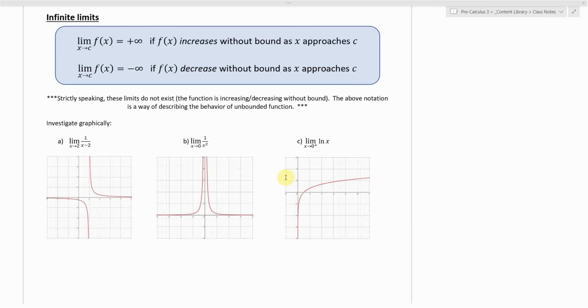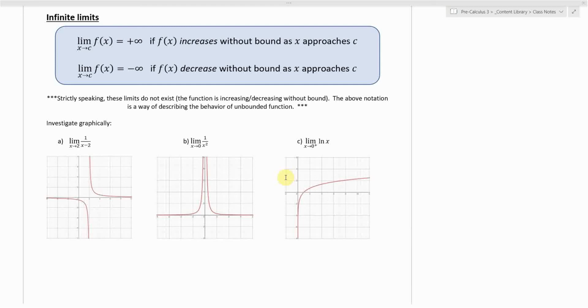All right, we're going to talk about one more section within limits here in this section 2 about the numerical and graphical methods, and that is infinite limits. So here are our definitions right off the top. It says the limit as x approaches c of f of x is positive infinity if f of x increases without bound as x approaches c.